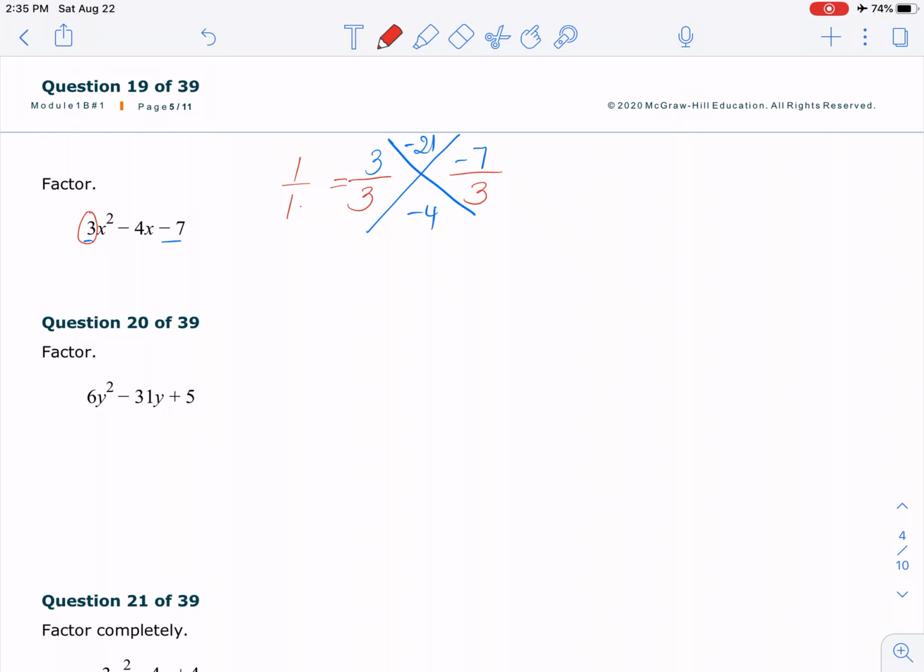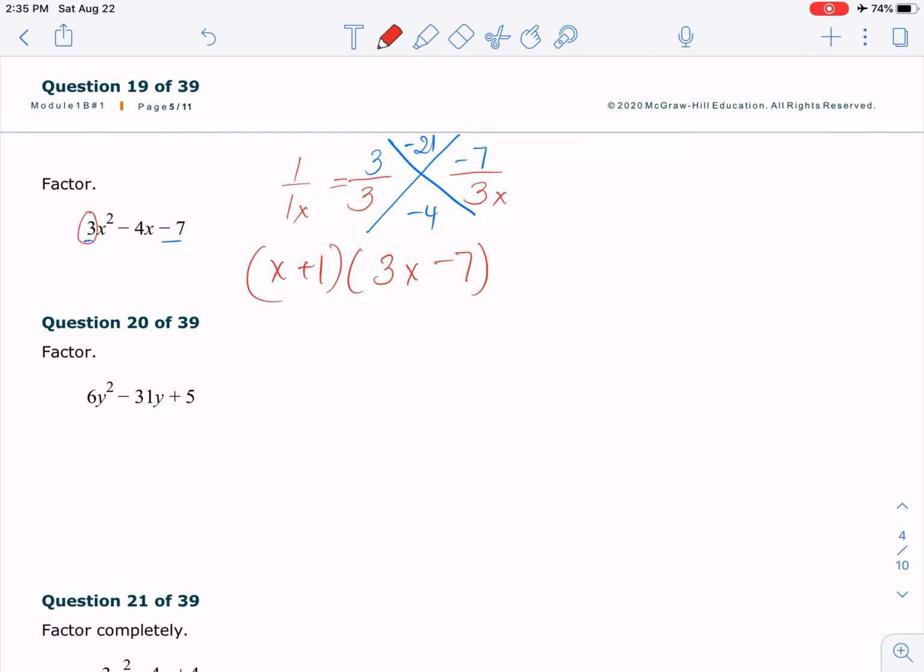Okay, and then from here, I'm just going to write the answer. So it's going to be x plus 1. That plus 1 is this number right here. And then I have 3x minus 7. So that's the 3x, that's the minus 7. So there we have it. It's kind of similar to the AC method, but faster.